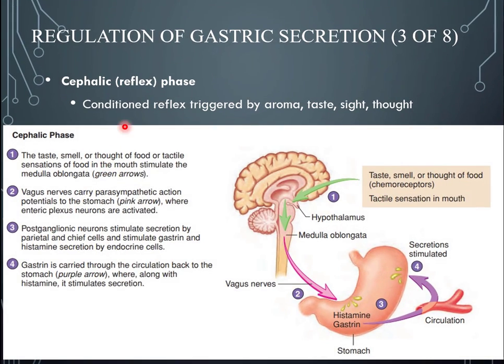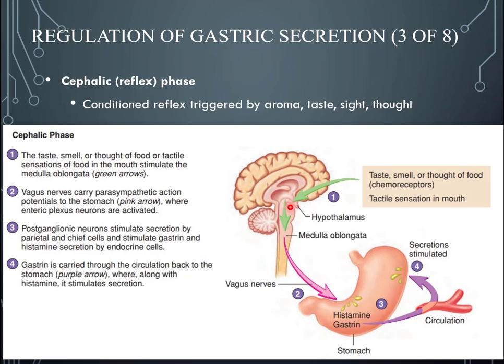In the cephalic phase, a conditioned reflex is triggered by the mere smell of food, or the sight of food, or even the thought of food, or even just a taste of it. Remember, you are not swallowing anything here. The sensation would stimulate the medulla oblongata, right there.